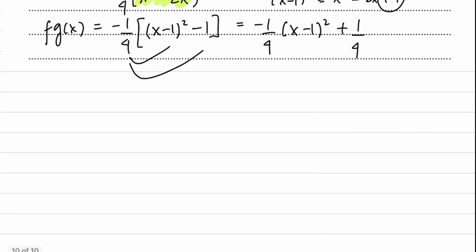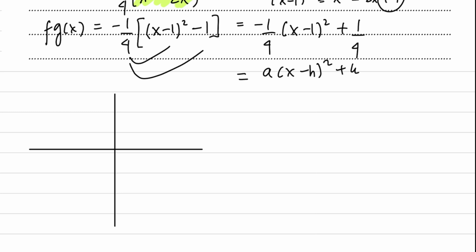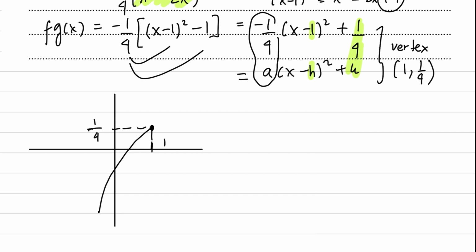From here will be easy, guys, because we already know the vertex. This is the formula a(x minus h) squared plus k. From here, we know the vertex is (h, k), 1 and 1 over 4. So that will be (1, 1 over 4). So that's our vertex. So 1, not to scale, 1 over 4 is here. This is the vertex. And because a is negative, it means that the parabola will face down like this.